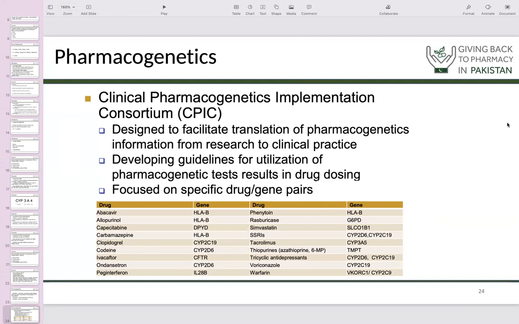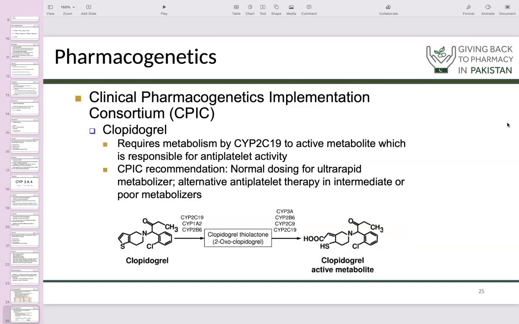These are the lists of medications for which patients have different gene variants of these alleles, and if they have these different alleles, then the drug dosing is different for those patients, or it's better to avoid these drugs in those patients. For example, with allopurinol, if the patient has the HLA-B variant gene, then it is better to avoid it, because the patient may have a serious adverse drug reaction.